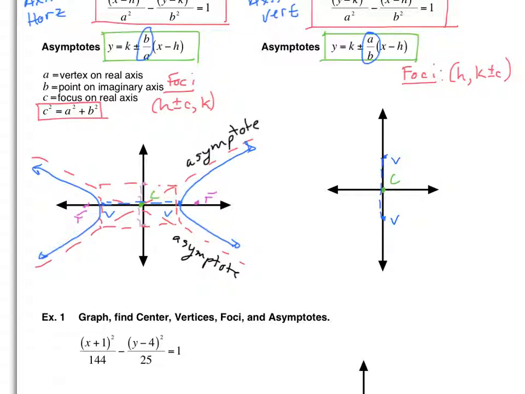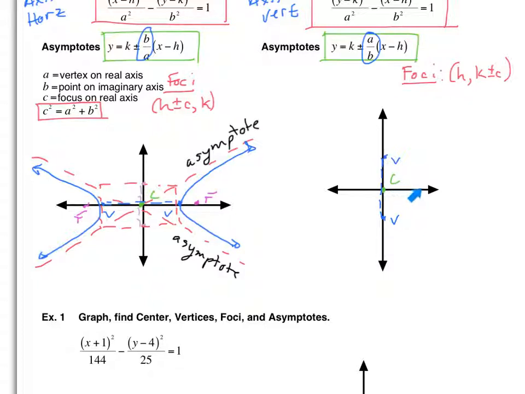And so technically this right here is my transverse axis. From vertex to vertex is the transverse axis. And it's important that you plot that first, and that distance is A. A is the distance from V to C. Half that distance, just like it was on the ellipse. That hasn't changed.